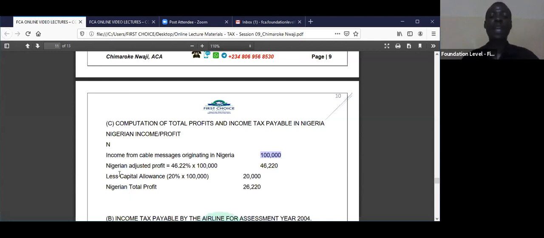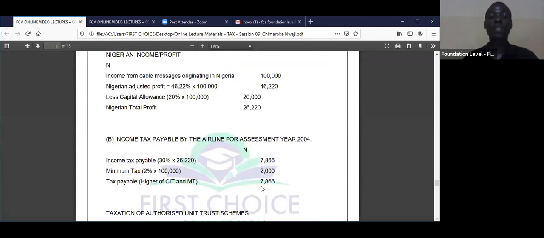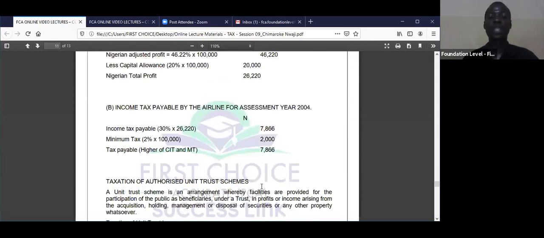Less capital allowance. Capital allowance is a depreciation ratio, 20% multiplied by your Nigerian income. You have 20,000. So when you say 46,220 minus 20,000, your Nigerian profit is 26,200. Now look at the income tax payable for Nigeria.